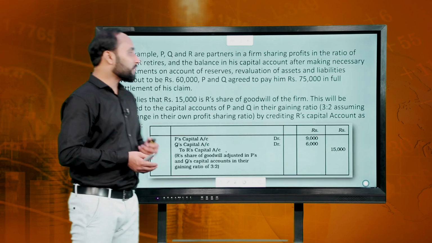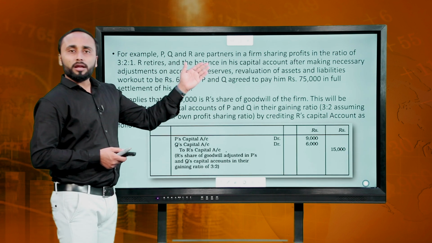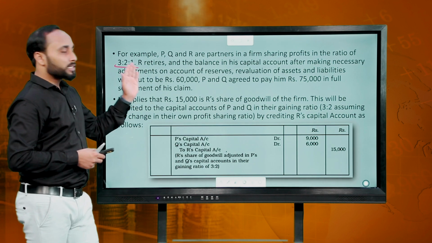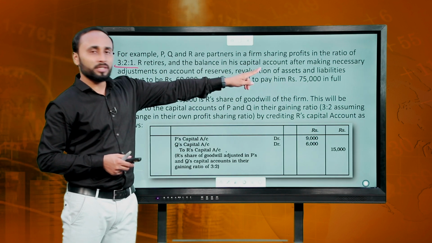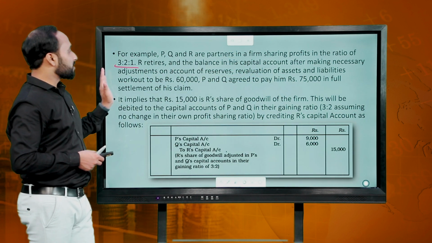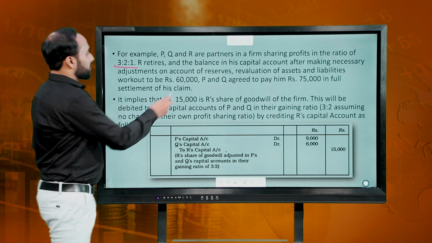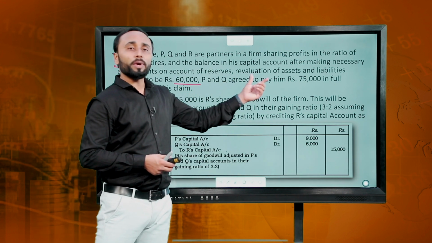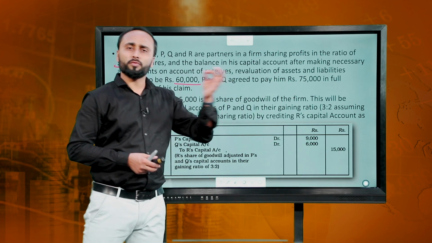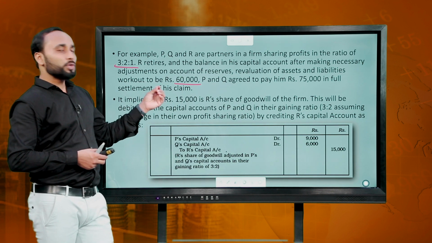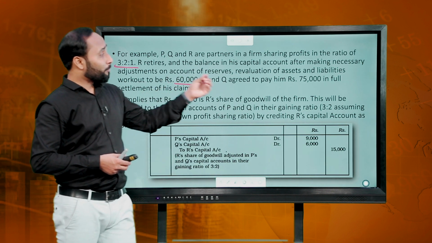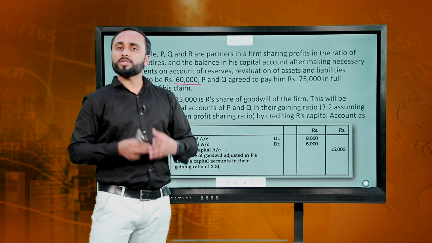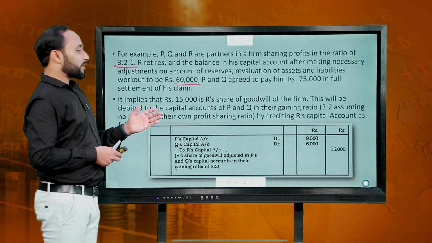Let us look at an example. P, Q and R are partners sharing profits in the ratio of 3:1. R retires and the balance in his capital account after making all the adjustments is 60,000. But P and Q agreed to pay him 75,000. So students, it's very simple. The balance due to him was 60, but he is being paid 75. This extra 15,000 is obviously the goodwill that we are paying to the partner.